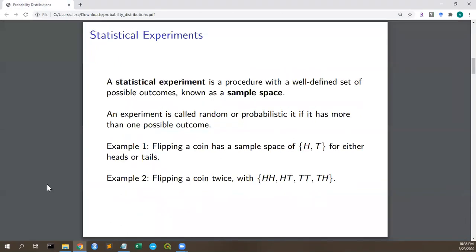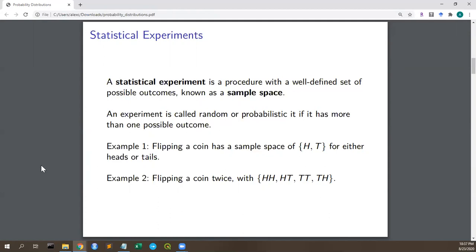So we're going to talk about probability theory a little bit, and why it's so important in econometrics. First, we're going to go way back and talk about a statistical experiment. This is a well-defined set of possible outcomes known as a sample space. For example, if you roll a die, you would have 1, 2, 3, 4, 5, 6. If you're flipping a coin, the 2 outcomes would be heads or tails. If you flip 2 coins, your possible outcomes would be heads-heads, heads-tails, tails-tails, or tails-heads.